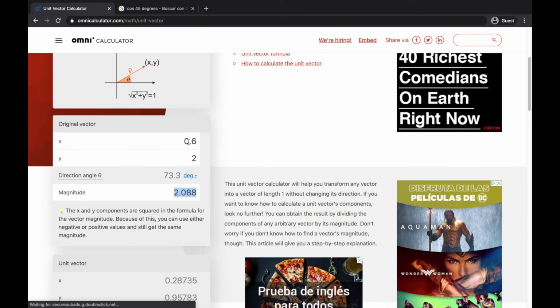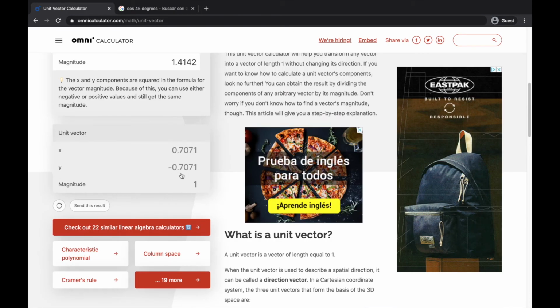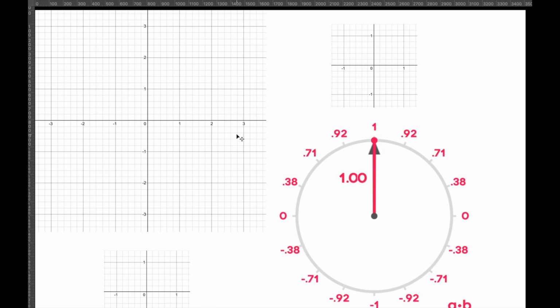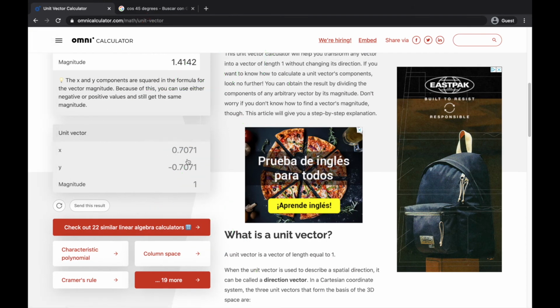So we are looking for the magnitude of a vector x1 and z minus 1. Like this, and that's 0.7 and minus 0.7. We can also find it mathematically through right triangles, but I don't want to waste the time here. So that's the normalized vector: 0.7 and minus 0.7. That's the normalized position of this. We can verify it one more time. Yeah, 0.7 and minus 0.7.